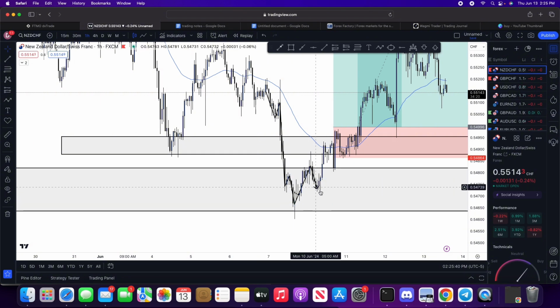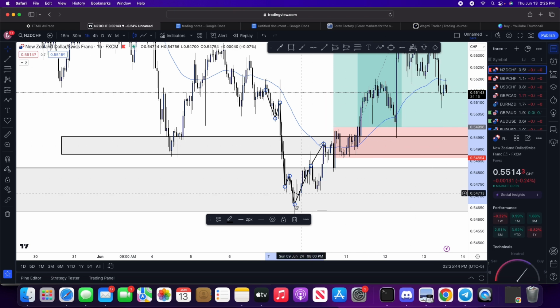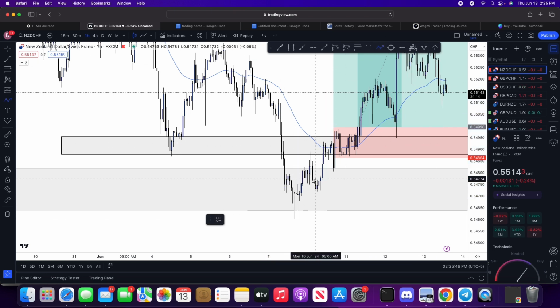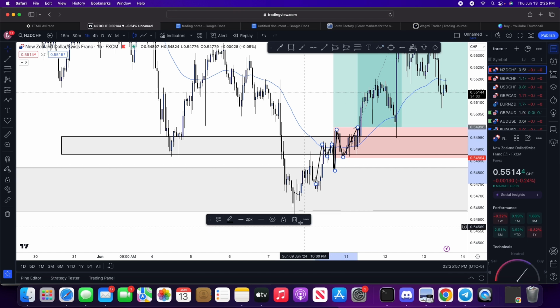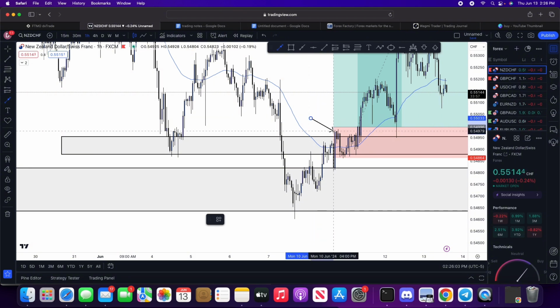Higher high, higher low, and then we have a higher high. Let me erase this one so I can redo it. We have a higher high, potential higher low right here, movement, higher high, higher low, and then higher high. Now, I know some of you might be asking, Damien, why didn't you take the trade right here? And why'd you take the trade right here?